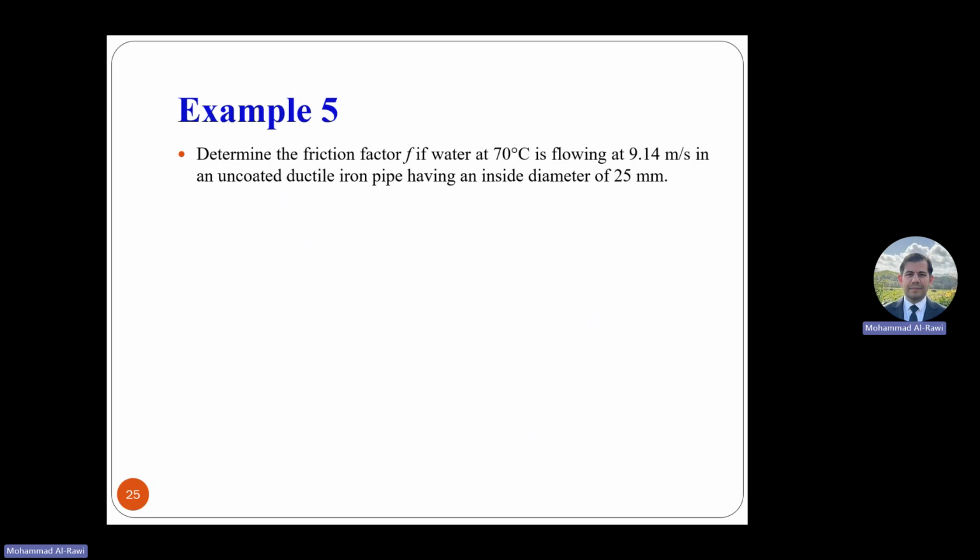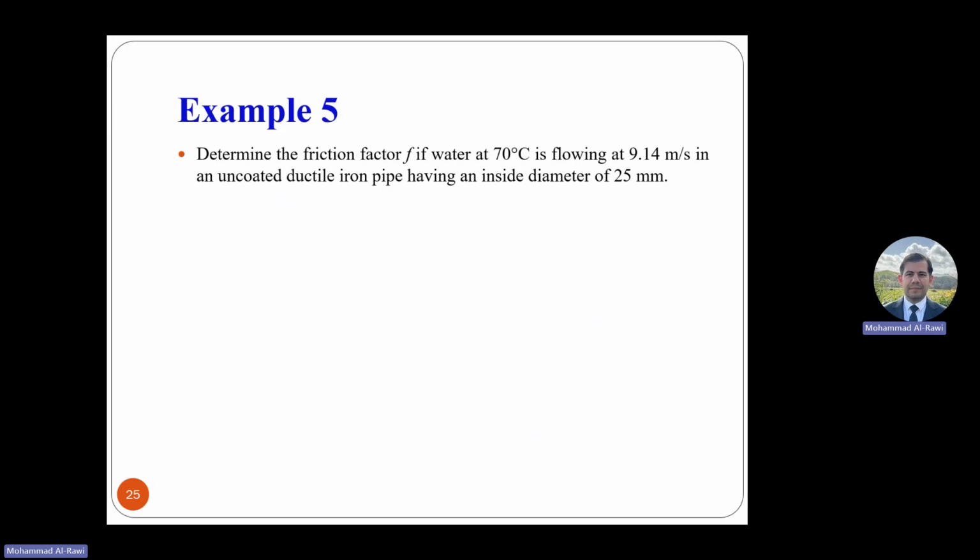F is required to be found using the Reynolds number. From the Reynolds number, you determine if it's laminar or turbulent. If it's laminar, 64 divided by Reynolds is the F for laminar. If it's turbulent, you can use the equation or you can use the Moody chart. It's up to you. But when you have a big design problem, the equation will be very easy and faster.